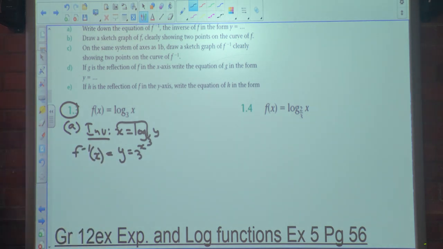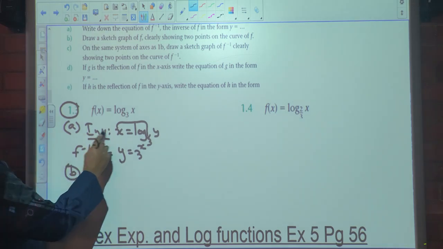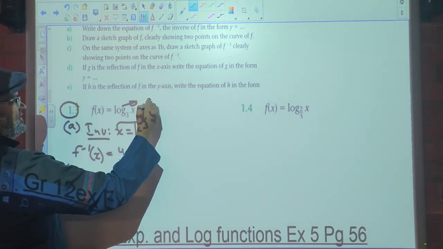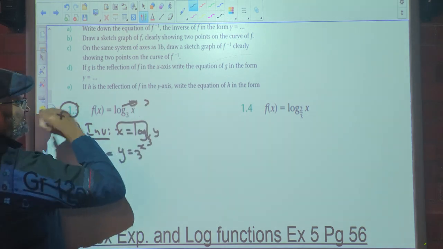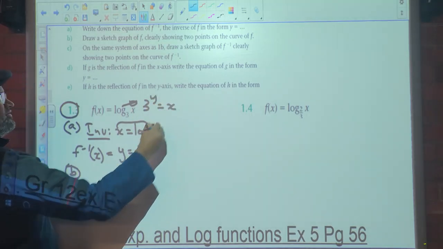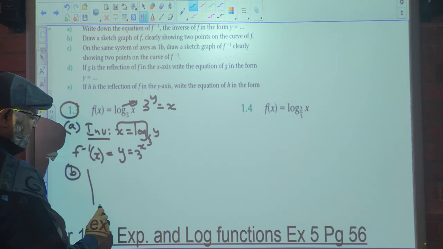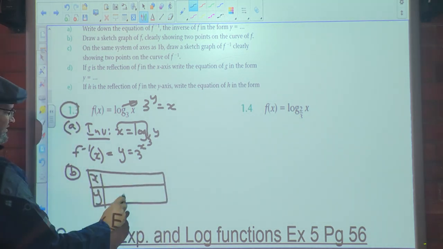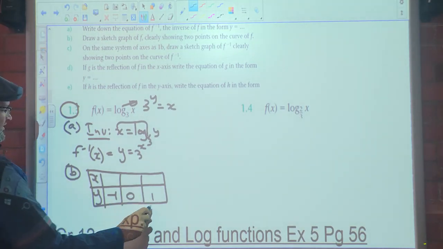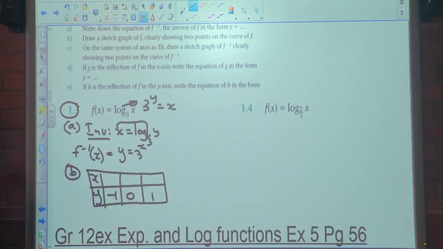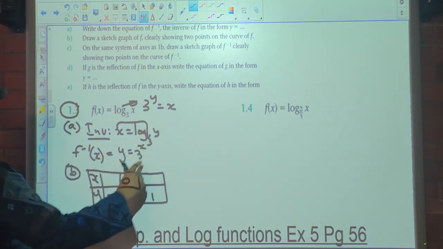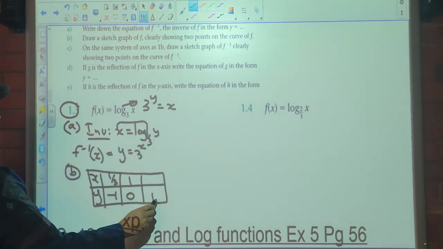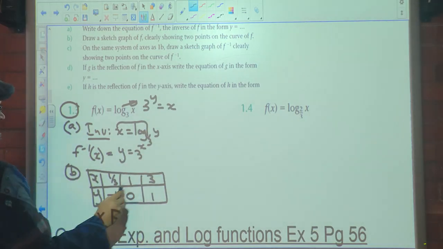B says, draw the graph of that function. But we know that this graph is going to be the 3 to the y equals x graph. So when we draw this graph, draw the table of x and y, and on the log we put -1, 0 and 1. We do the substitution, then 3 to the -1 is a third, 3 to the 0 is 1, and 3 to the 1 is 3.